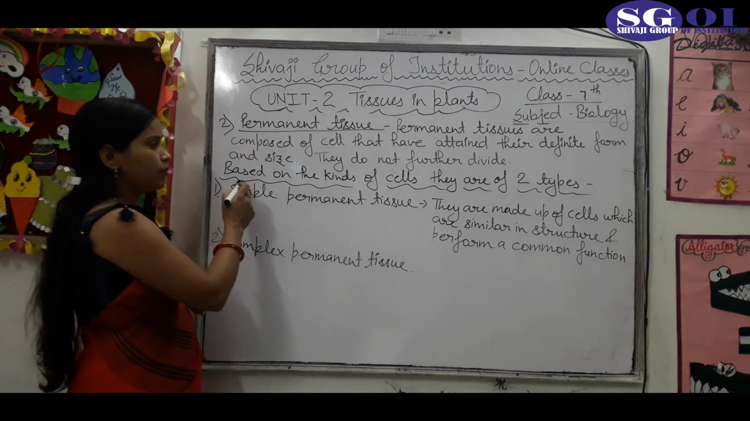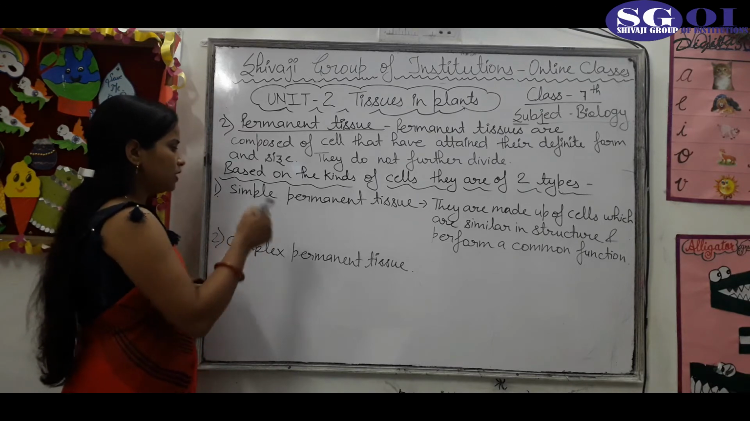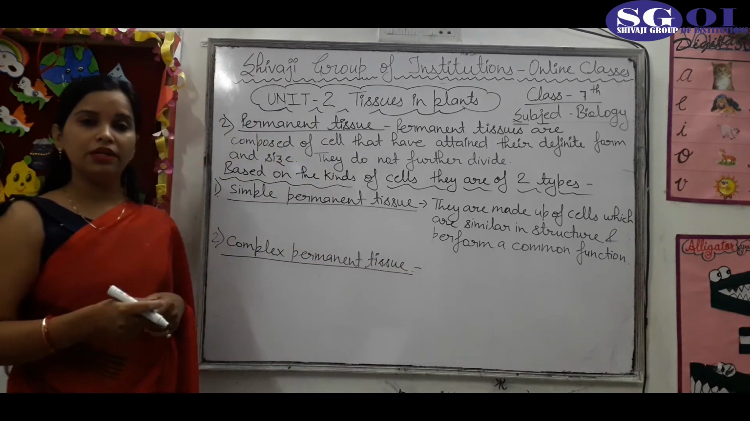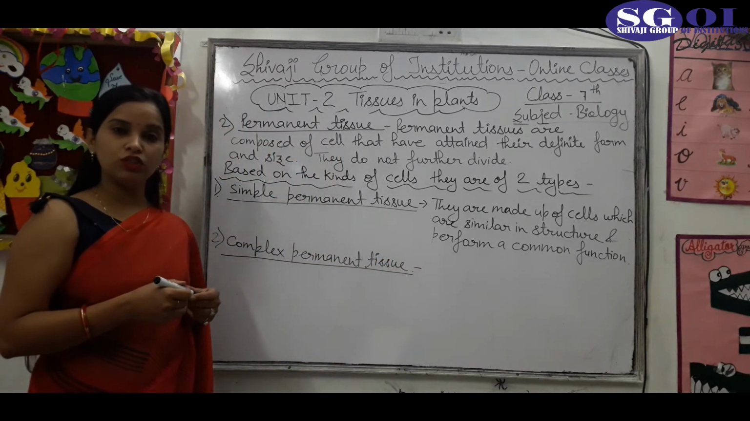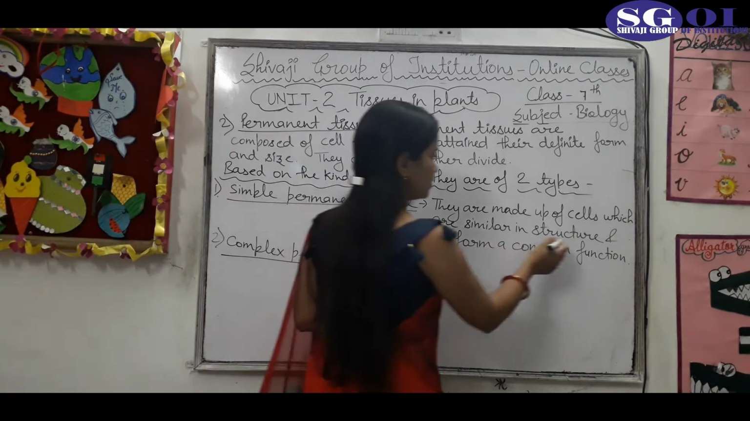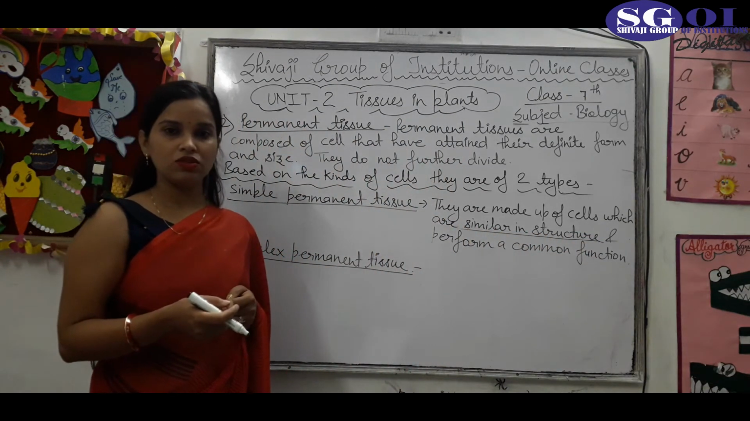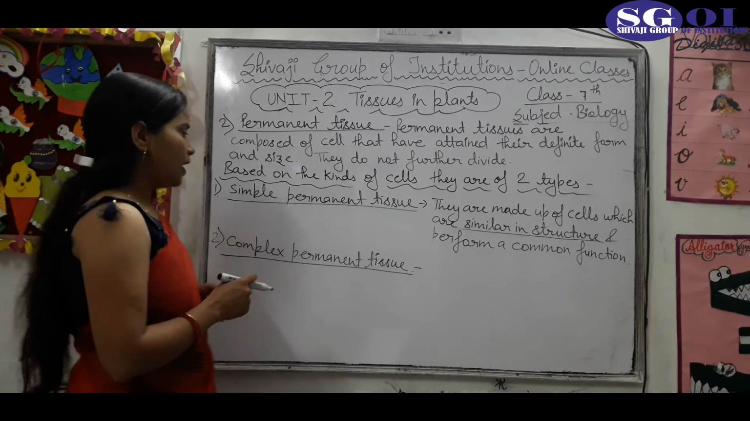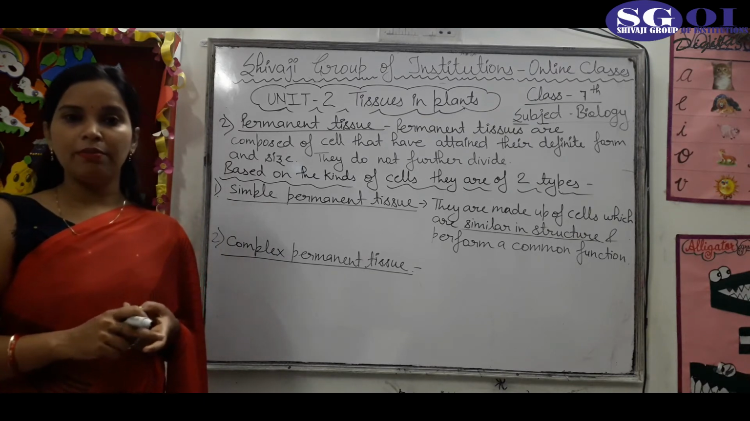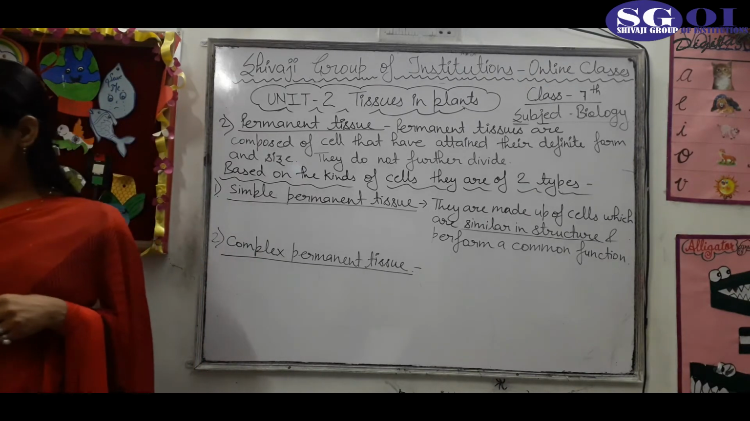On the basis of the kinds of cells, the permanent tissue is also of two types. First is simple permanent tissue, and second is complex permanent tissue. The simple permanent tissue is made up of similar types of cells and performs a common function. You can see here that they are made up of similar types of cells. The cells which are similar in structure form the simple permanent tissue. And this simple permanent tissue is also of three types: parenchyma, collenchyma and sclerenchyma. So let's see what are parenchyma, collenchyma and sclerenchyma.